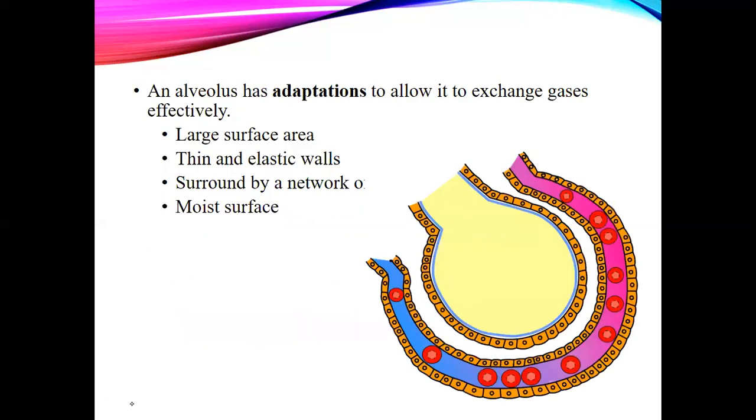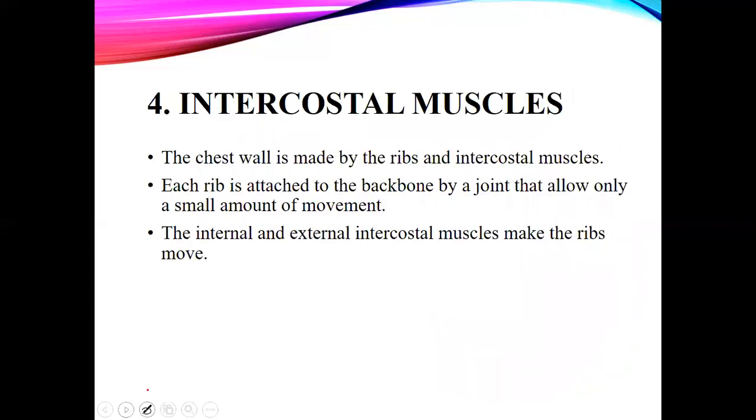So the next thing is to look at the adaptations of the alveolus that make it easy for gas exchange to take place properly in the body. The alveolus has adaptations to allow it to exchange gases effectively. Amongst them is a large surface area. It has a thin, elastic wall, one cell thick. It's surrounded by a network of capillaries and has a moist surface too. So all of these four qualities make it easy for the alveoli to do gas exchange effectively.